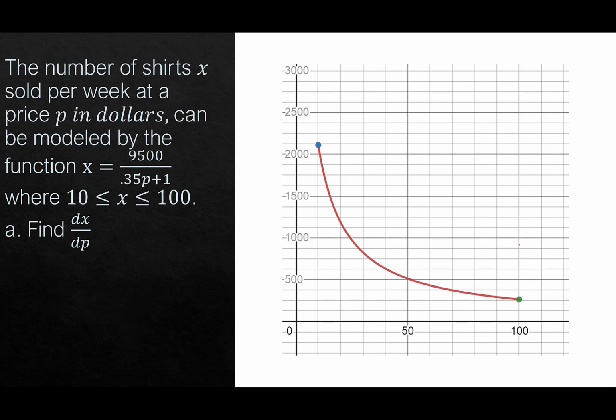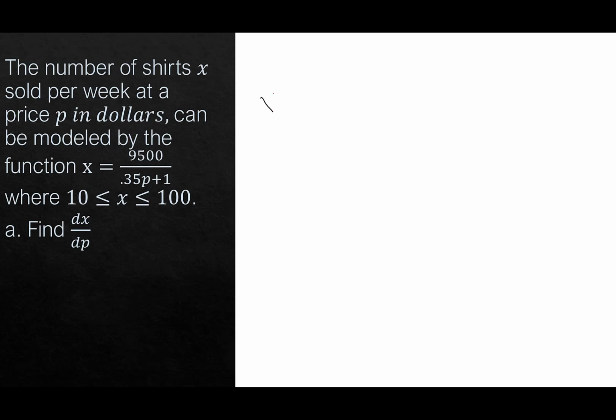We'll start by finding the derivative dx/dp. So we had x is 9,500 over (0.35p plus 1), and we want to find dx/dp. What does this say? It says we're finding the derivative of x with respect to p. So in this case, p is the independent variable and x is the dependent variable. That makes sense in the real world. The price determines how many items sell. So if the price changes, the number we sell changes.